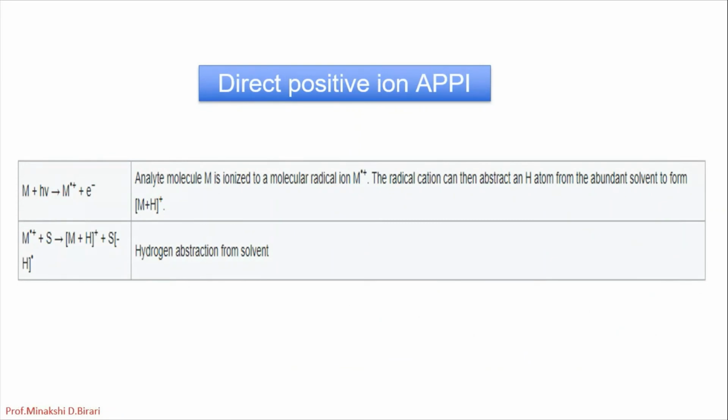Direct positive ion APPI. Here the analyte molecule M is ionized to a molecular radical ion, M plus, and the radical cation can then abstract an H atom from the abundant solvent to form MH plus ions, which are quasi-molecular ions. So M reacts with h nu, these are photons, forms the radical cation, and the radical cation can then abstract an H atom from the abundant solvent to form MH plus ions.